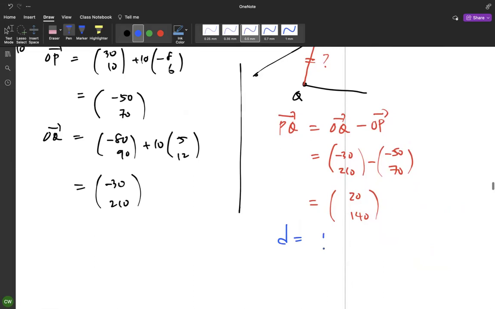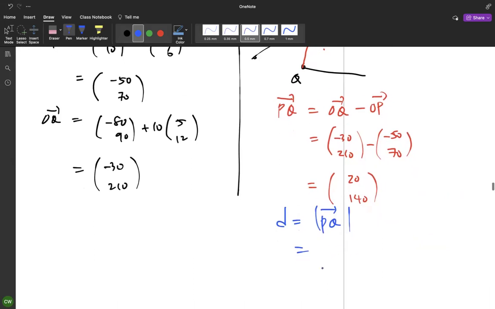Distance is the magnitude of this PQ. What is the magnitude of PQ? Square root of something and something. So what is it now? Exact value. Let me check and see the answer. What is the exact value of this?